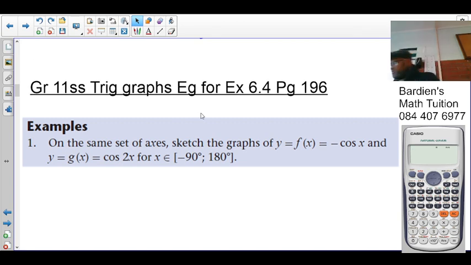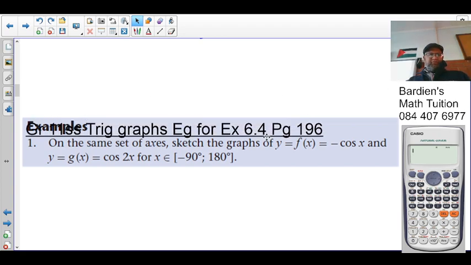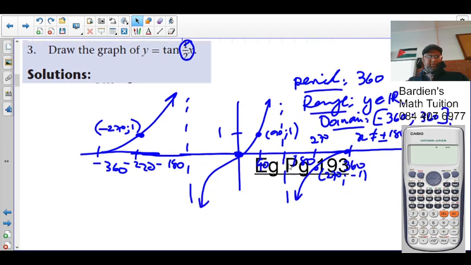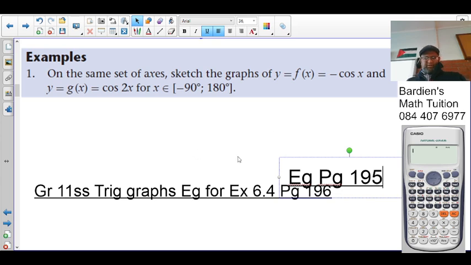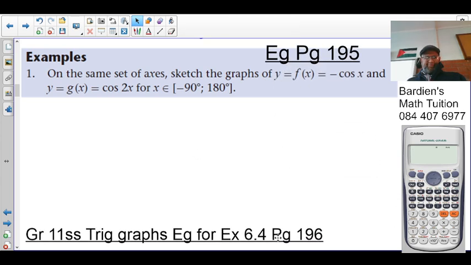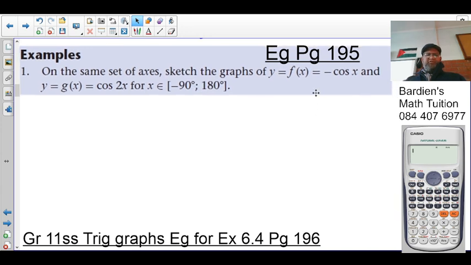Now I'm looking at the example on page 195. This is still for exercise 6.4. It says on the same set of axes, sketch the graph of y is equal to negative cos x and y is equal to g of x equal to cos 2x. Now you see it's also a restricted domain. So I don't just prepare the axis here. It was from negative 90. So I'm going to make it negative 100 to 270, I think it was, no? No, 180, so I'll make it 200.